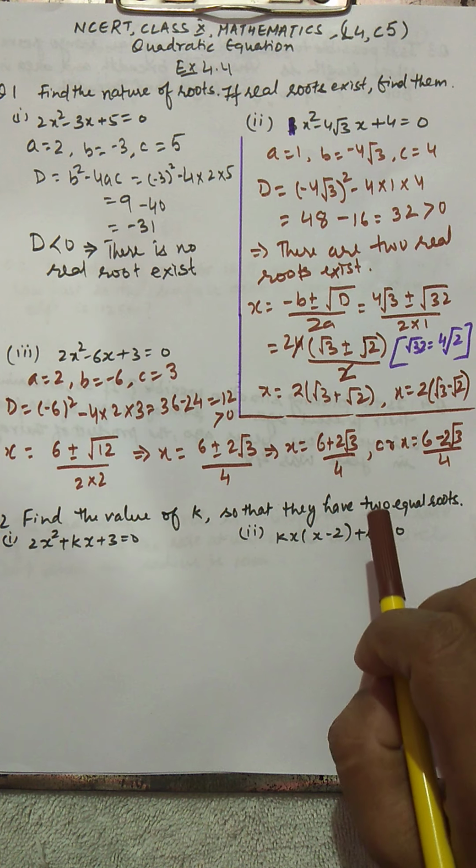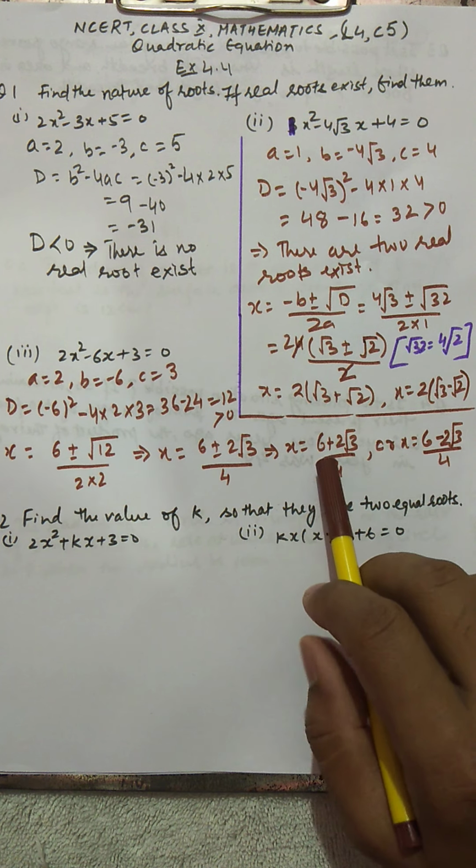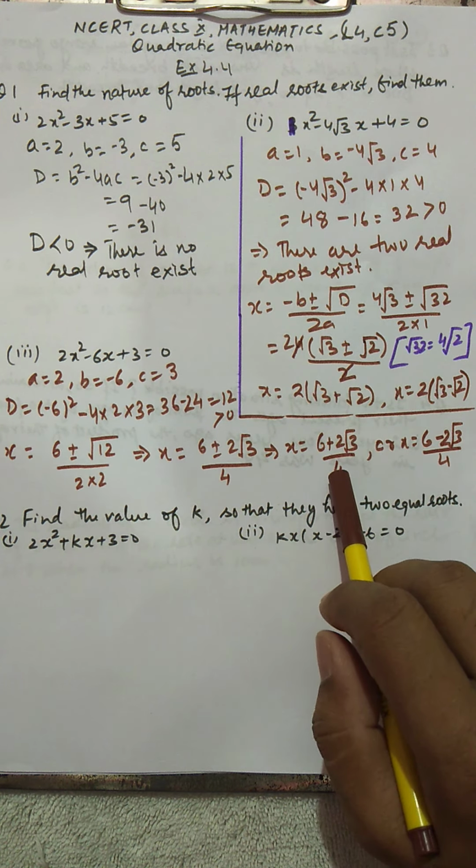So you have seen that we have found the roots. Basically zeros are for the polynomials. Now this is the equation, so we'll not say these are the zeros, these are the roots, and zeros are of polynomials. Now the next question is: find the value of k so that they have two equal roots.